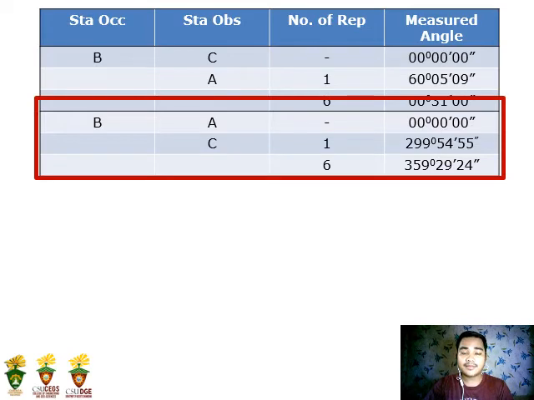Next, we get the exterior angle, which is the one below. The station occupied is still B, and the station observed is now A, going toward C, so it is clockwise. The measured angle, the initial, is 0 degrees, 0 minutes, and 0 seconds. The first reading is 299, 54, 55, and the sixth reading is 359, 29, and 24.